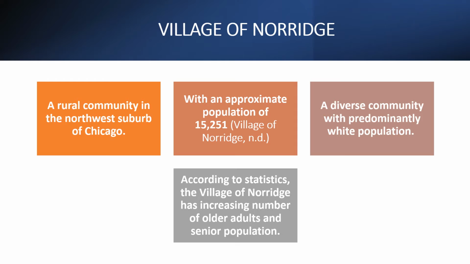My community is the Village of Norwich, a rural community in the northwest suburb of Chicago with an approximate population of 15,251, a diverse community with a predominantly white population. According to statistics, the Village of Norwich has an increasing number of older adults and senior population.